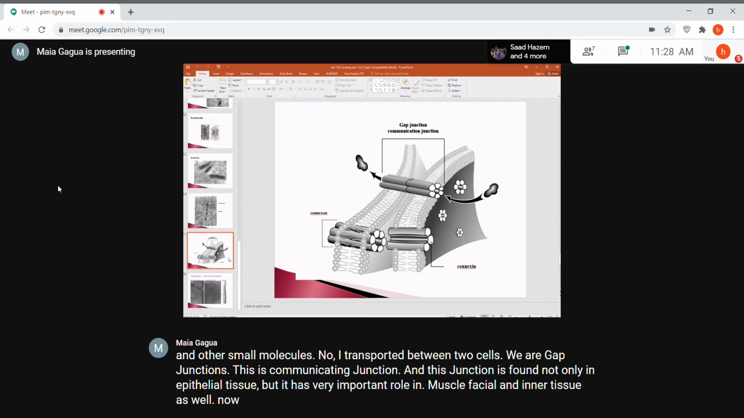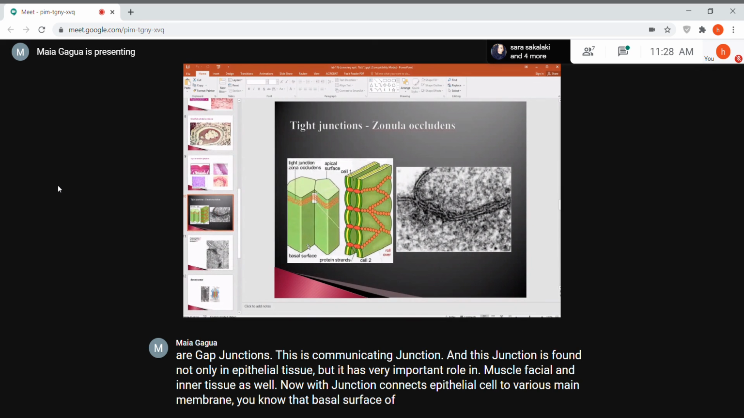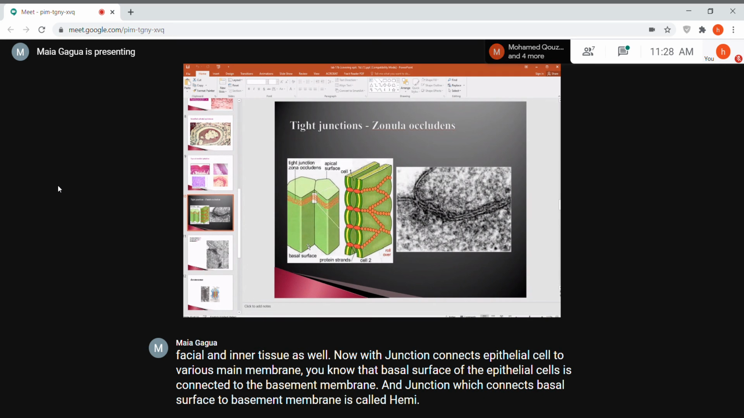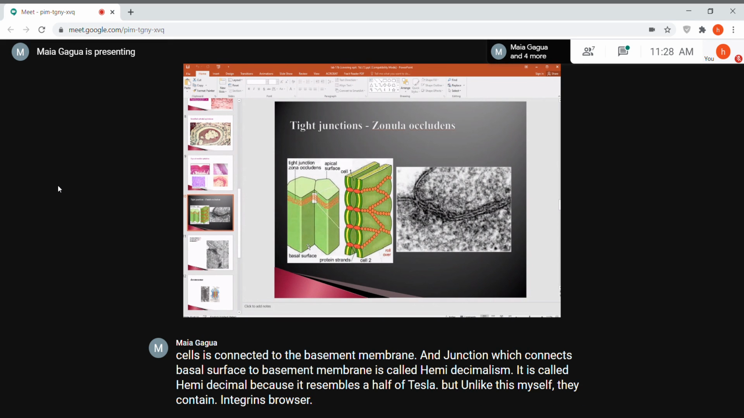Now, which junction connects epithelial cell to basement membrane? You know that basal surface of the epithelial cells is connected to the basement membrane. And the junction which connects basal surface to basement membrane is called hemidesmosome. It is called hemidesmosome because it resembles half of a desmosome, but unlike desmosomes, they contain integrins rather than cadherins. So they contain a different family of proteins.